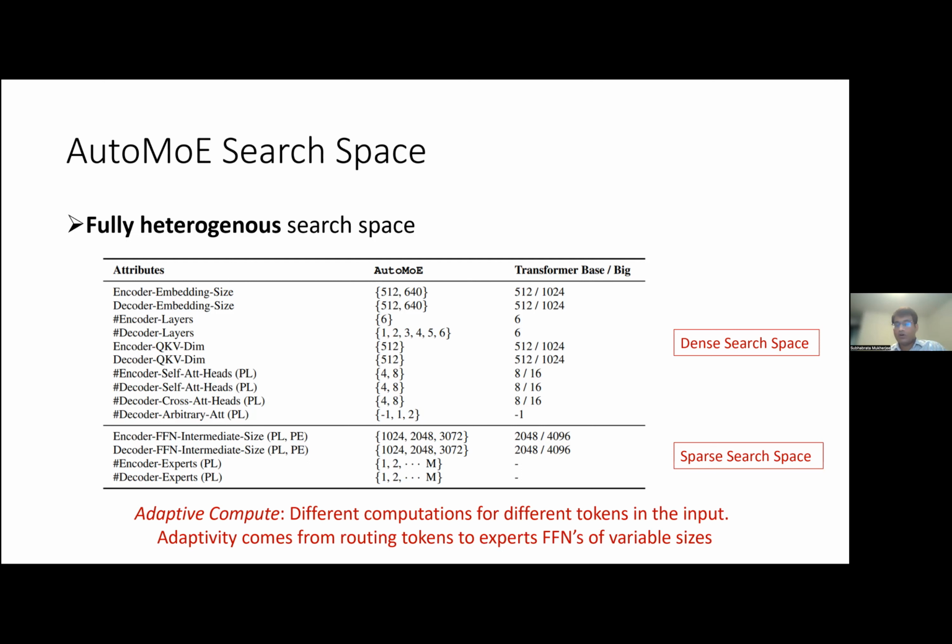Now in our framework, the adaptivity primarily comes from routing the tokens to experts of variable sizes. So again, like the last block, we have experts of variable intermediate hidden sizes. So even if I am choosing only one expert in different layers, I could have experts of different sizes. So my tokens are really going through a different part or subset of the computational graph at different points in time, which gives it the adaptive compute capability.